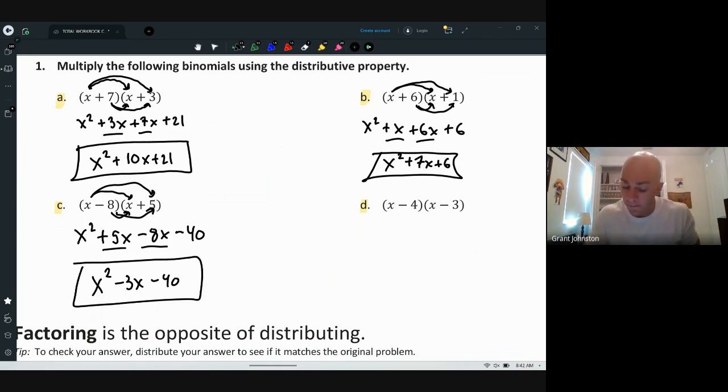And then one more here. X times x would be x to the second. Negative 3 times x would be negative 3x. Negative 4 times x would be negative 4x. Negative 4 times negative 3 is positive 12. Combine your like terms. Negative 3x and a negative 4x would make negative 7x.